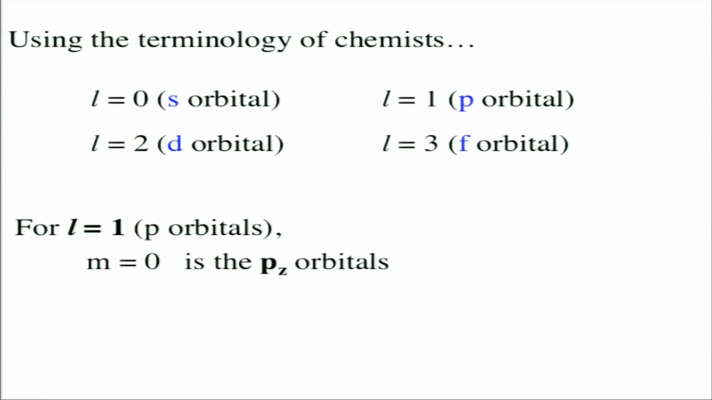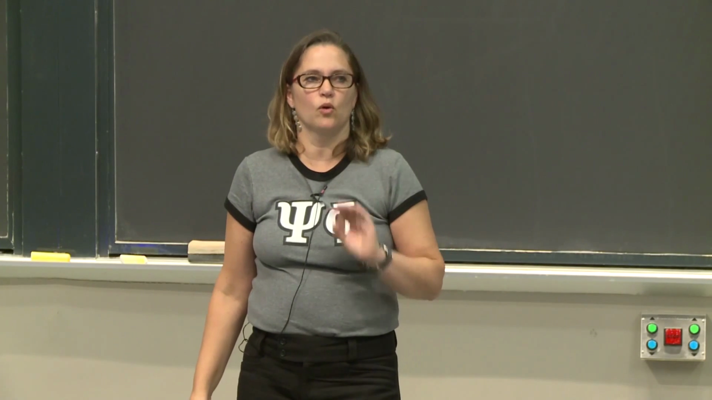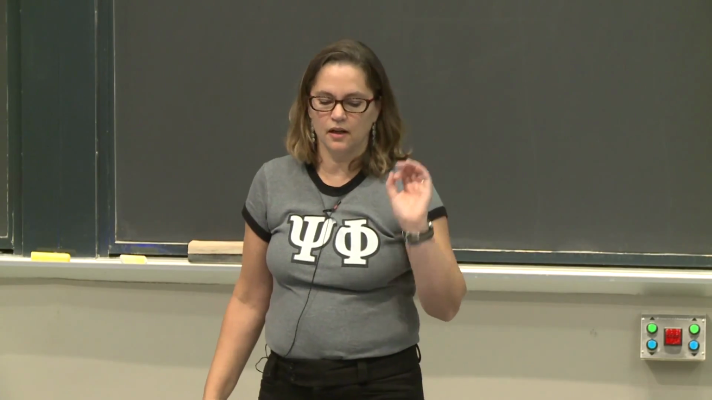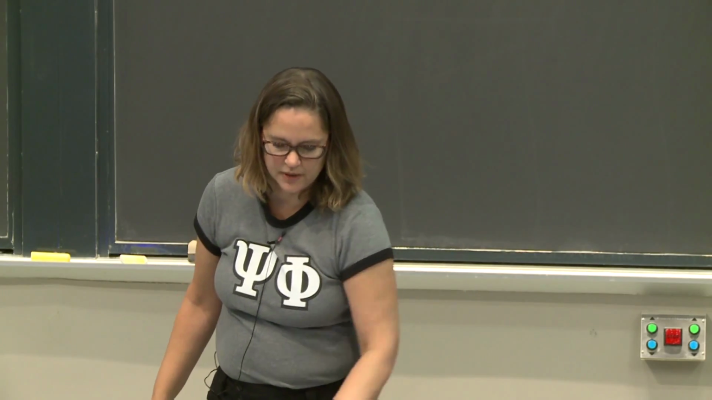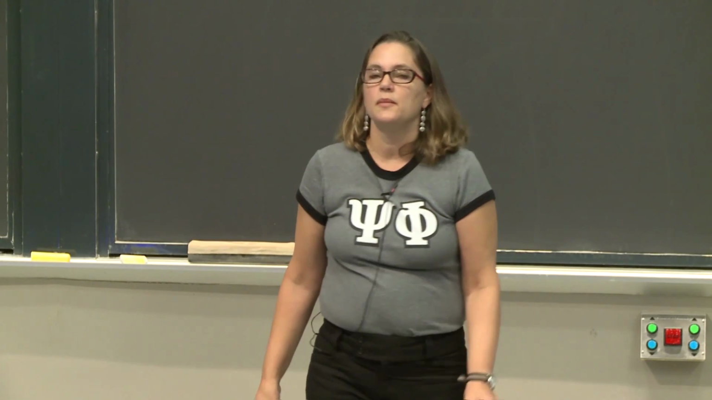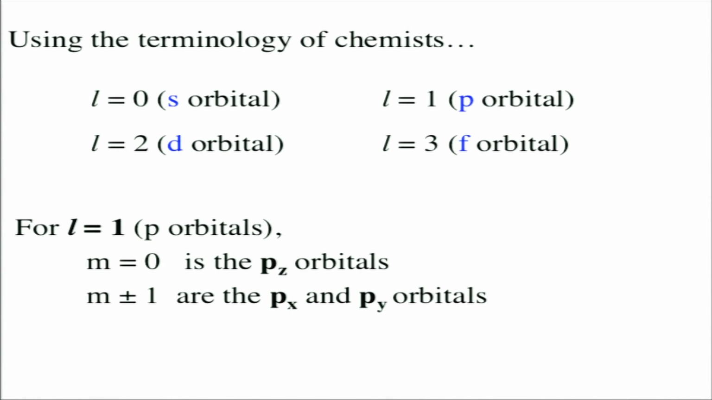And then when L equals 1, then M can equal 0, plus 1, or minus 1. And when M equals 0, that's by definition the pz orbital. So when you see M equals 0, that's going to be pz. And when M is plus 1 or minus 1, those are the px or the py orbitals. And this is just something that you need to remember, that z is the one that's special. It's the one that has M equals 0.